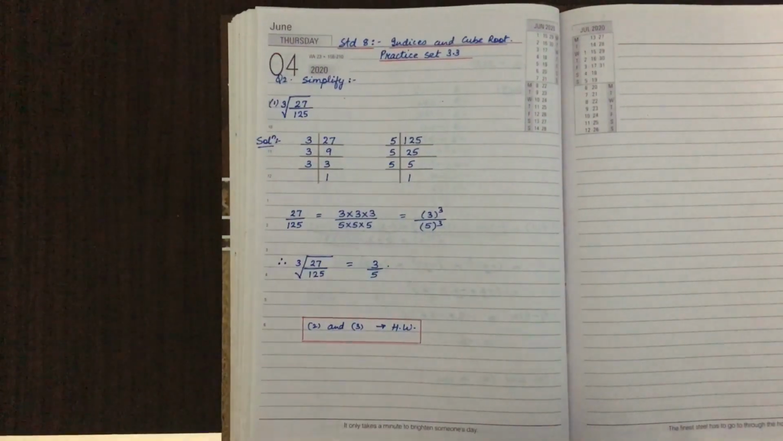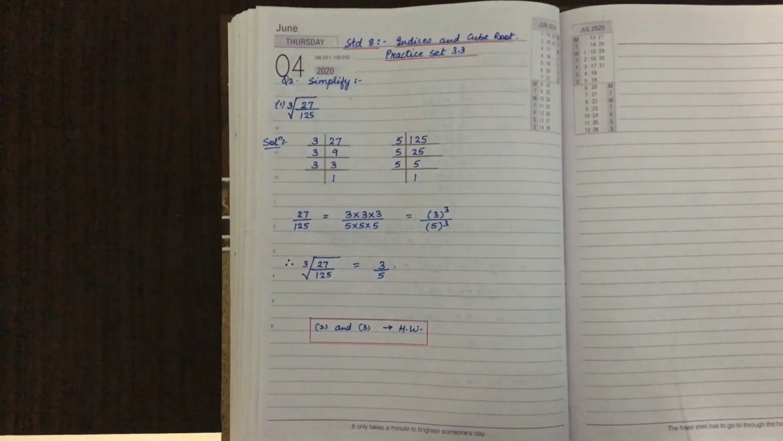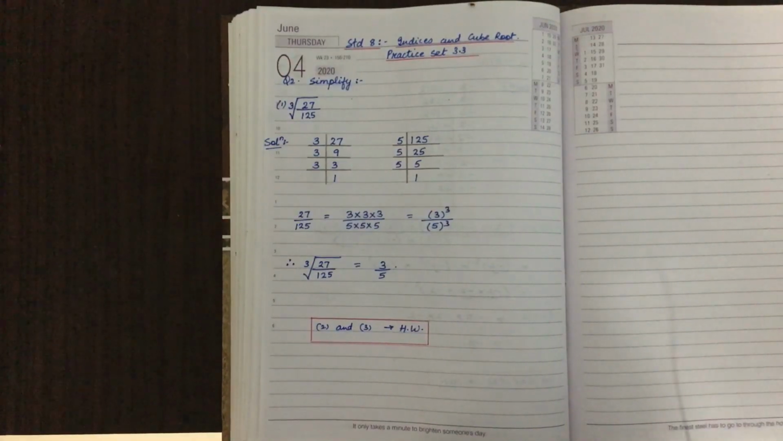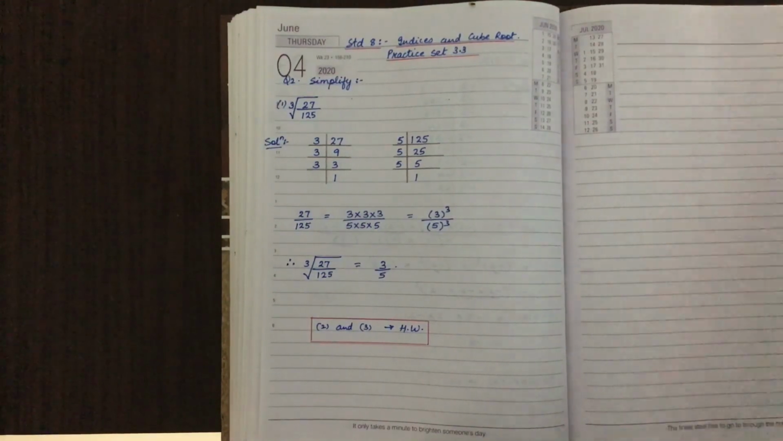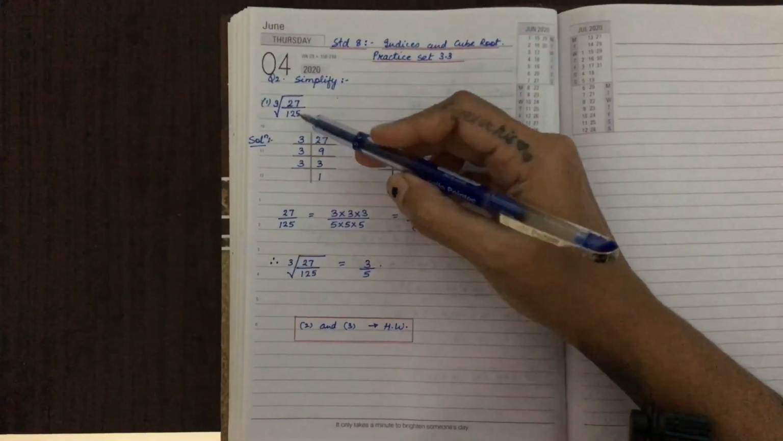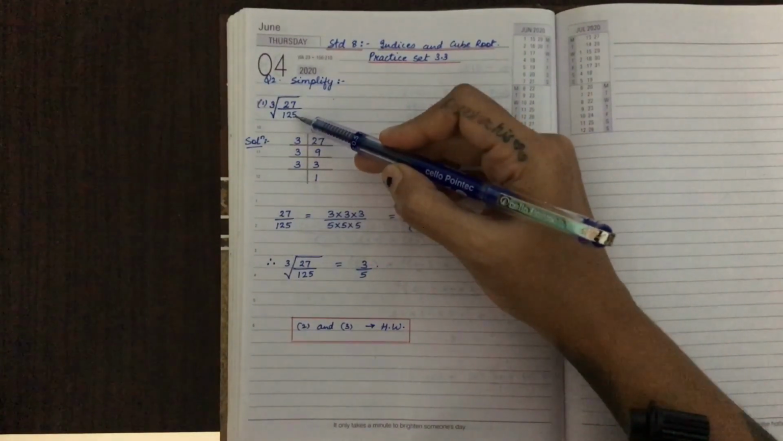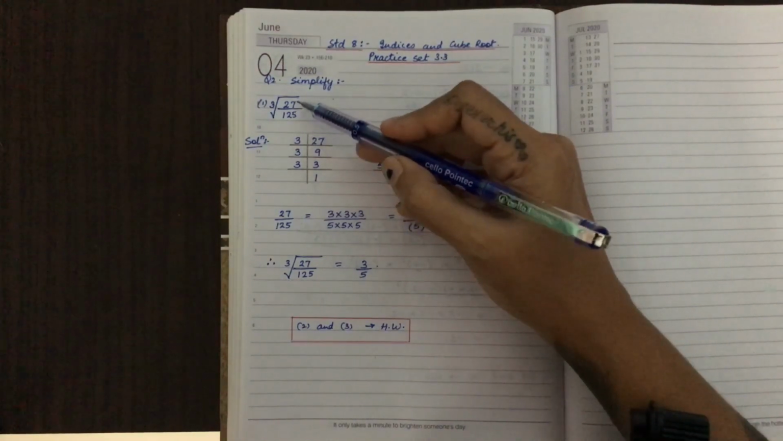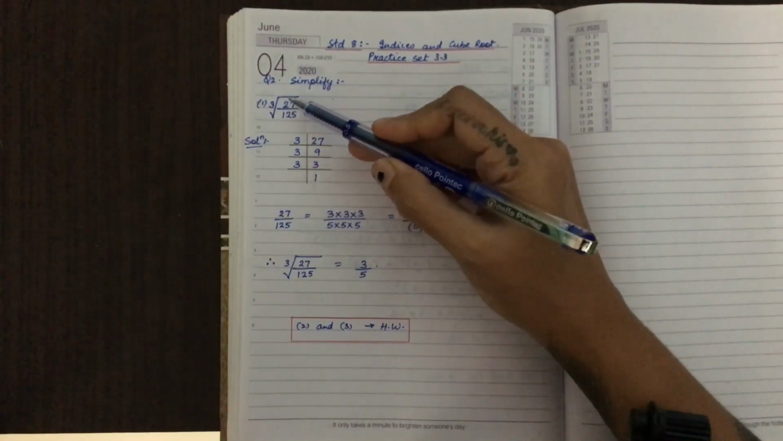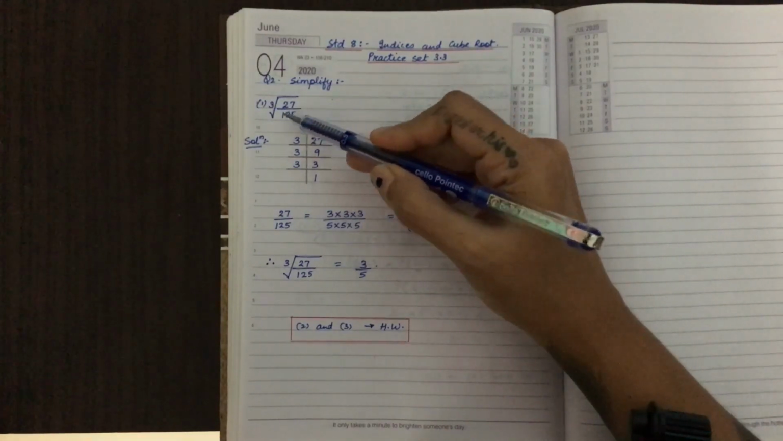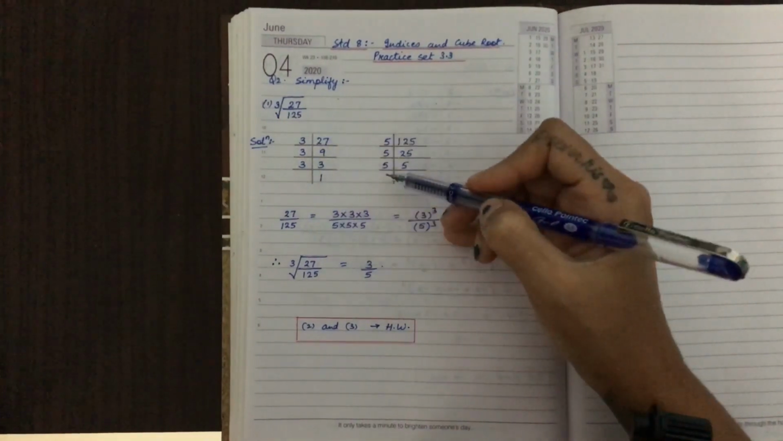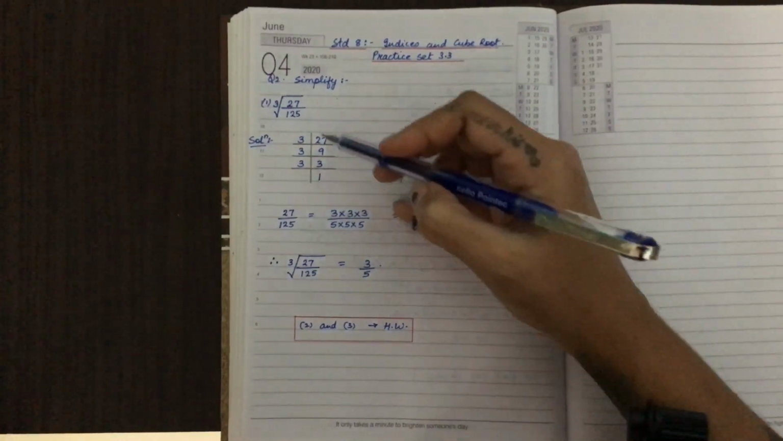Okay, we look at one last sum now, which is of your practice set 3.3. You have to simplify the given numbers. What is given to you is the cube root of 27 upon 125. You have to find out the cube root of it. So what we'll do is that we will take this numerator separate and we will take this denominator separate, find out what are the factors of it, and then we'll put it together.